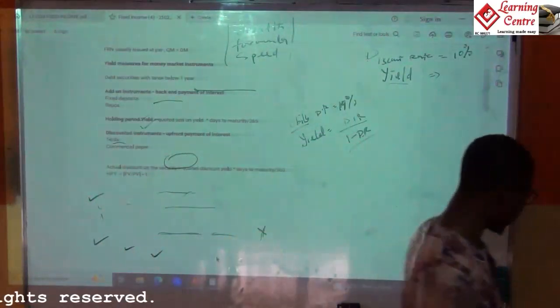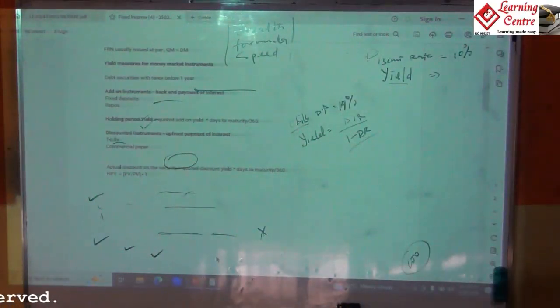I think it is good if you have a book for formulas. You should have a book for formulas. We are going to see a lot of formulas.